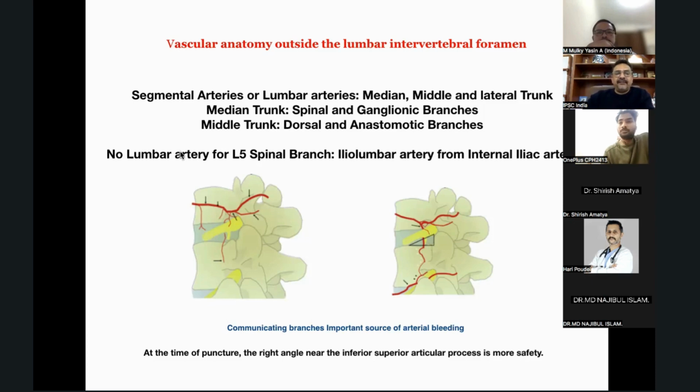There's no lumbar artery in the L5 spinal branch. It is basically the iliolumbar artery, which comes directly from the internal iliac artery. So this is what is written here, that at the time of the puncture, the right angle near the inferior superior articular process is the safest zone where we can enter.